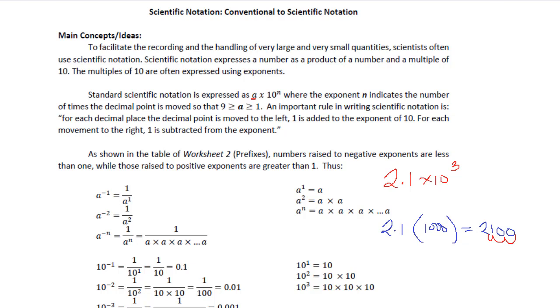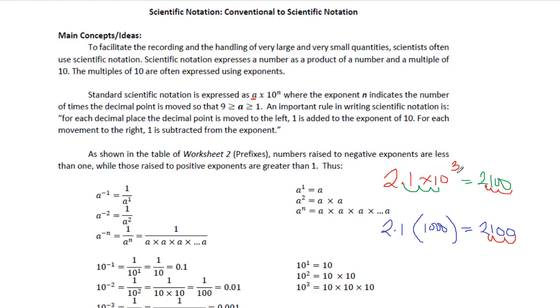Actually, we don't need to do this step. If we express 2.1 times 10 to the 3 in the conventional way of writing numbers, we just move the decimal place directly 3 steps to the right. 1, 2, 3, so it will just be 2100. The decimal is here initially, then we move 1, 2, 3. So that's 2100.